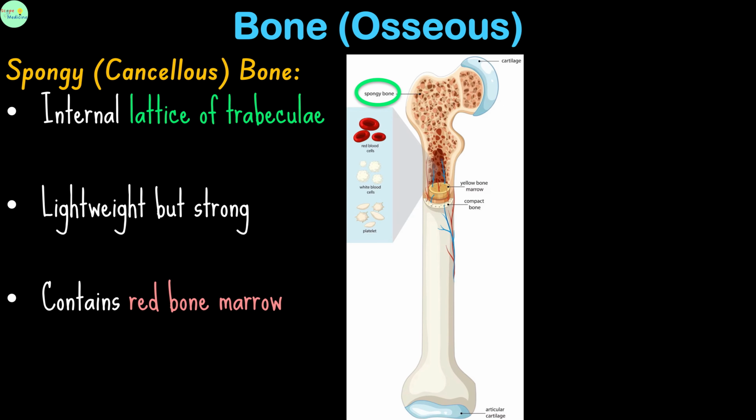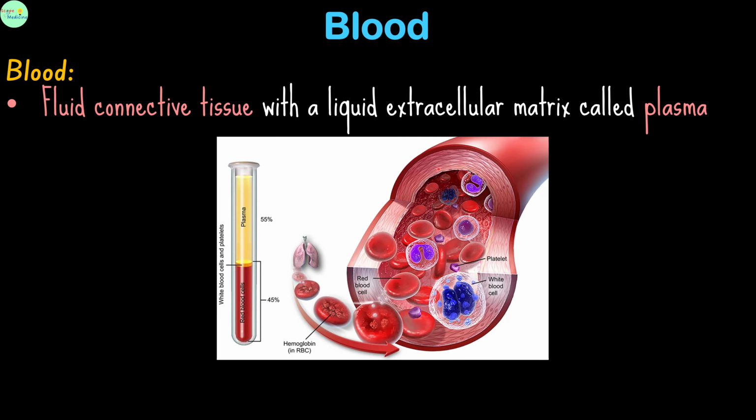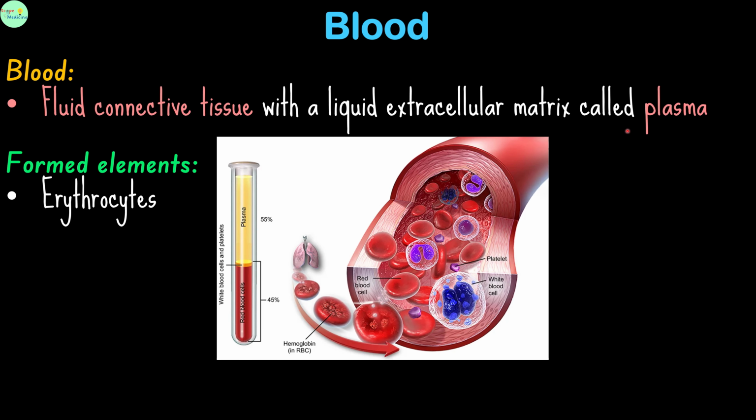Another specialized connective tissue is blood and lymph, which are both considered fluid connective tissues because they have liquid extracellular matrices. Blood is a fluid connective tissue with a liquid extracellular matrix called plasma, in which various formed elements are suspended and circulate throughout the cardiovascular system.